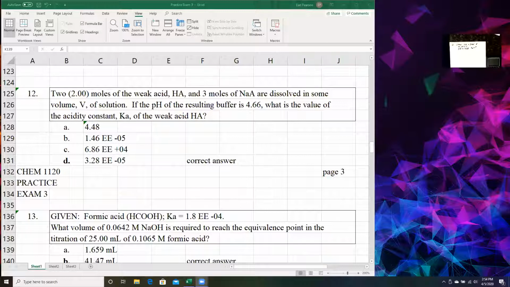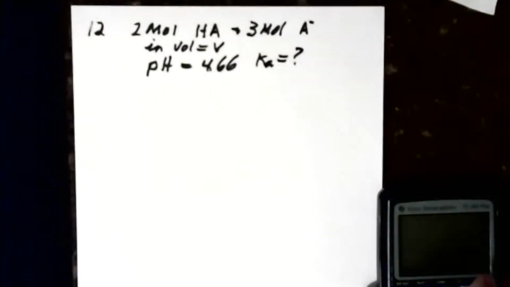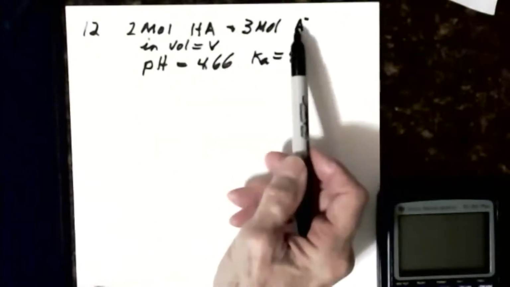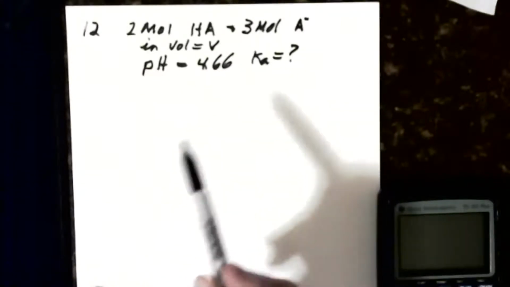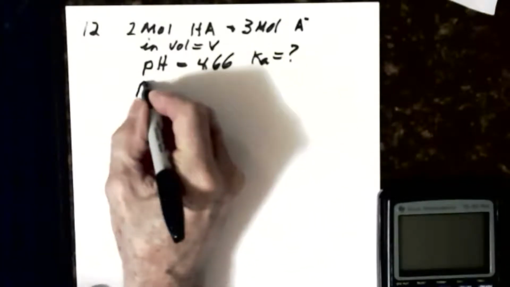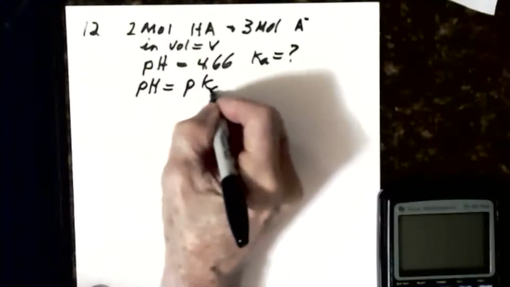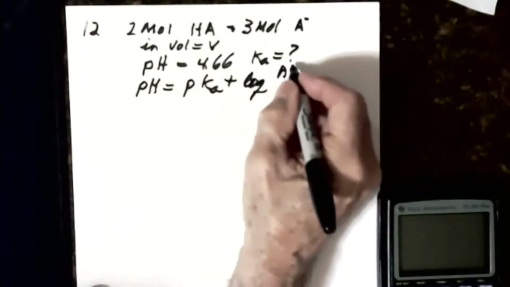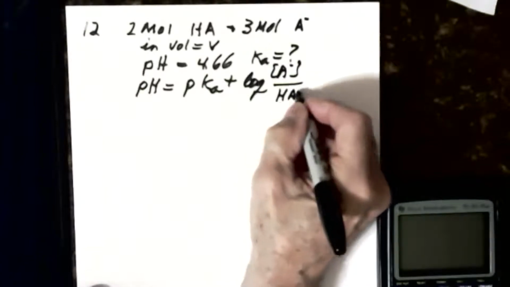Okay, let's fix it so you can see a bigger rendition of my work area. So this is the problem we're trying to work. 2 moles of HA. The relationship between concentration of acid and concentration of base and pH is the Henderson-Hasselbalch equation. pH is equal to pKa plus the log of the A minus concentration divided by the HA concentration.